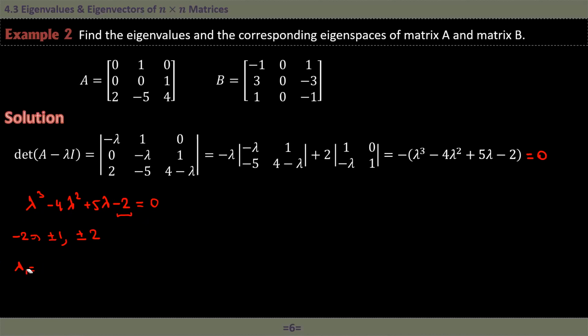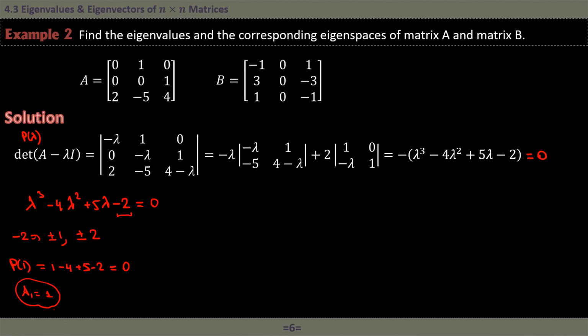This one is P of lambda, right? So here we have P of 1. If you substitute, it is 1 minus 4 plus 5 minus 2. That's equal to minus 3 plus 5, which is plus 2, and minus 2, that's equal to 0. That means we got the first eigenvalue. The first eigenvalue is 1.